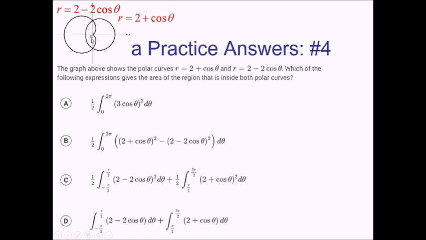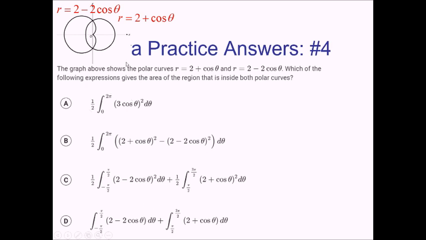So this is an issue. You can't use a single integral from 0 to 2 pi to get this area. You have to split it up. So already this is indicating that probably answer A is no good. We're going to have to do one of these other ones with multiple integrals.